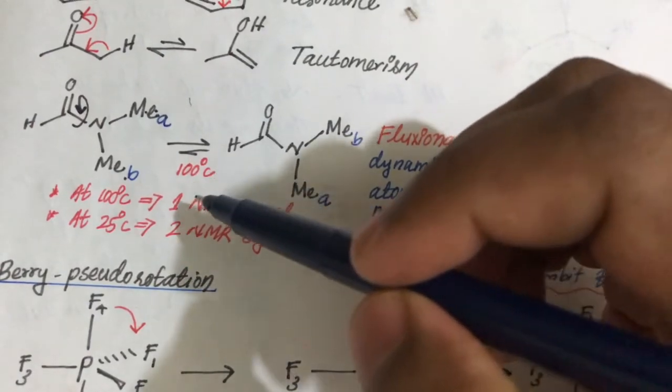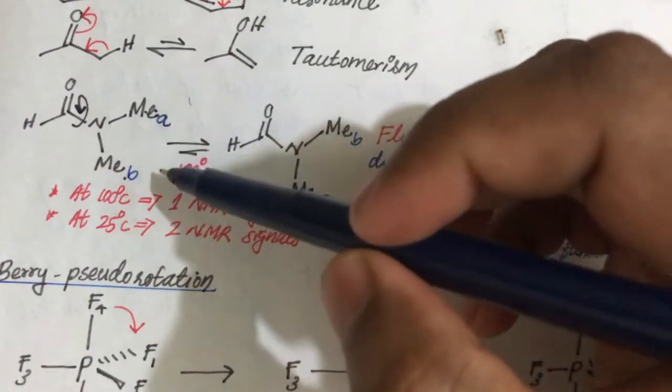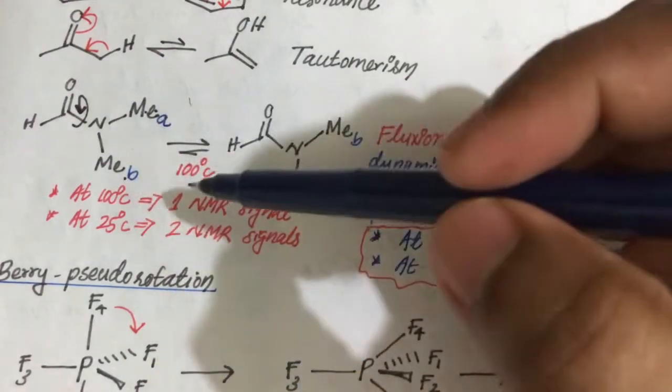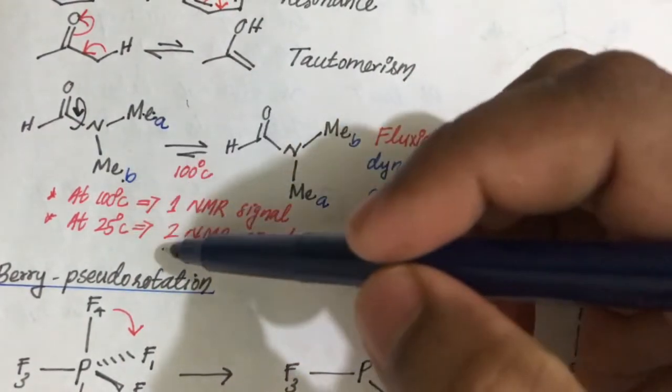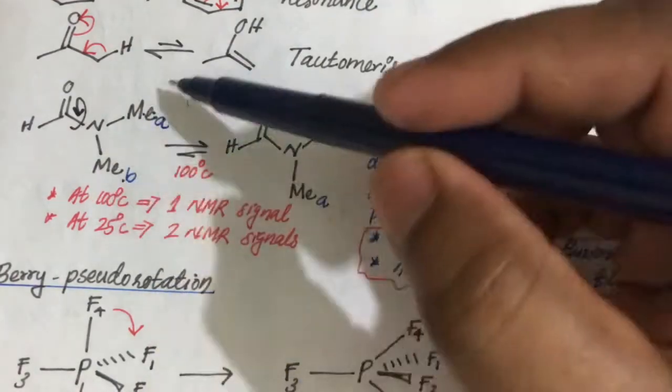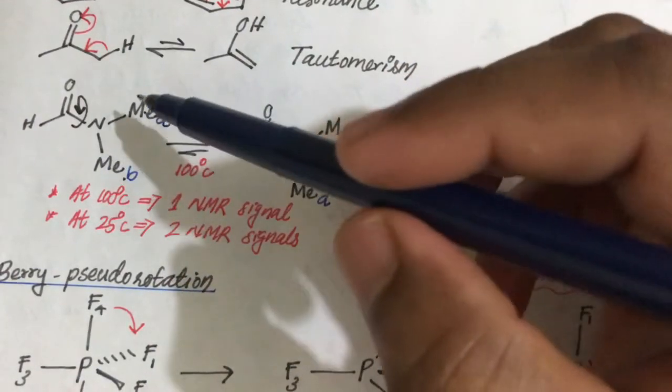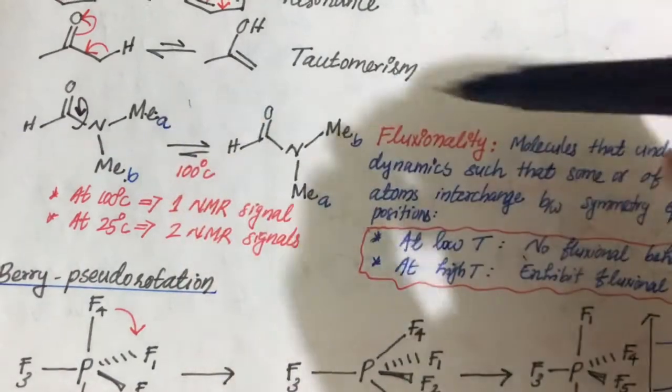When we are relating fluxionality, briefly, this DMF at high temperature gives one peak corresponding to 2 methyl groups. At low temperature it gives 2 NMR peaks corresponding to 2 methyl groups.